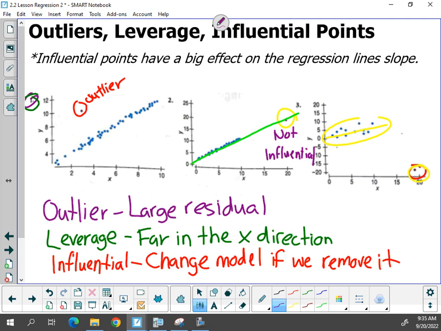If we look at this third one, this one is very influential. Without that data point, this is the trend that we would see. That would be the linear model that we would graph. With this point that has a large residual and it's got leverage, it's going to make our line look something more like that, drastically different. So we would say this point is influential.